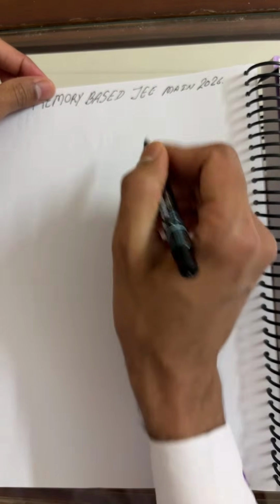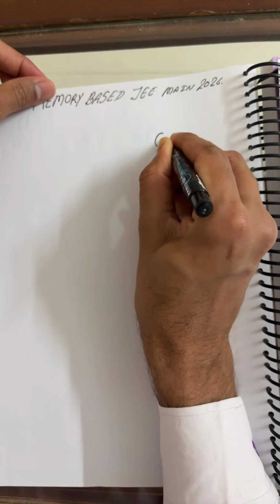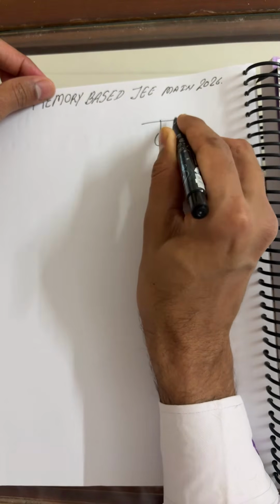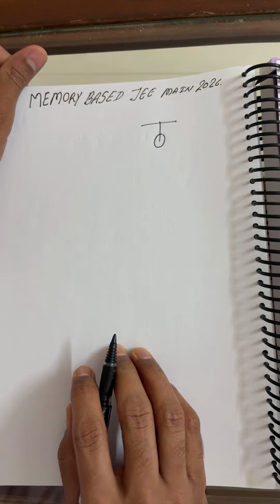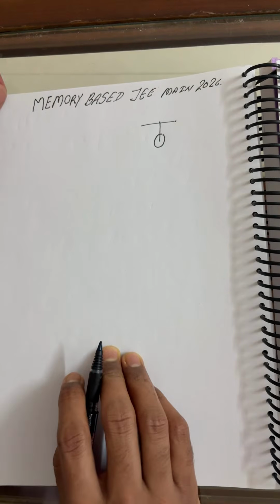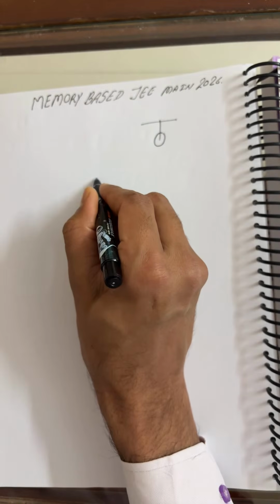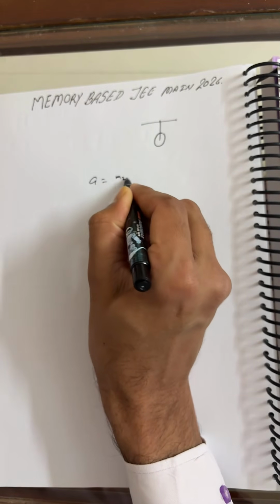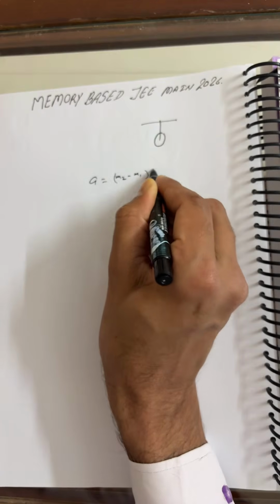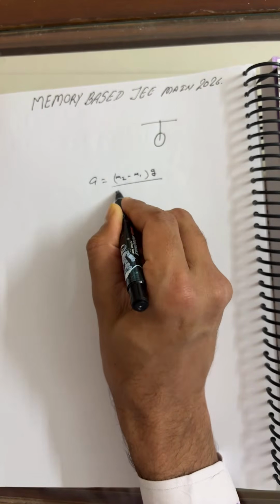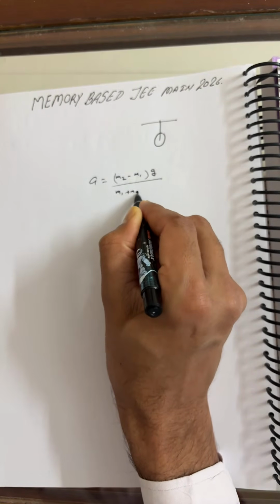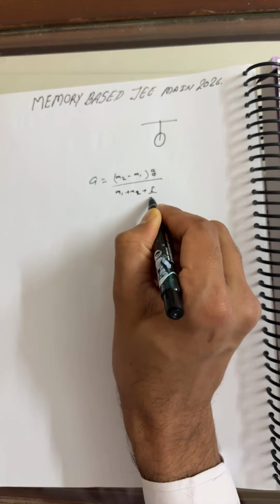This formula here, I can say there is a pulley. This is a rotation formula here. This formula also remember: (M2 minus M1) into g upon (M1 plus M2 plus I by R square).